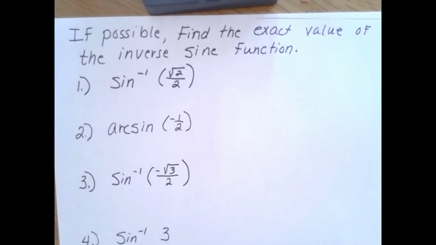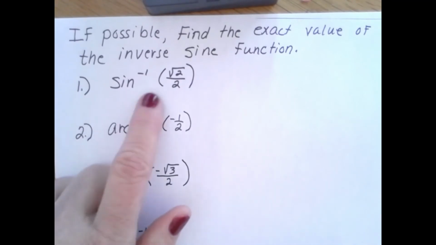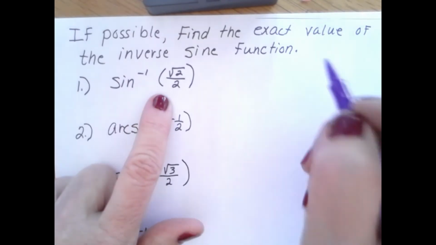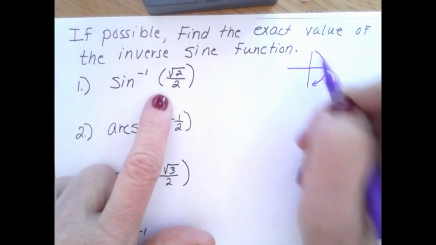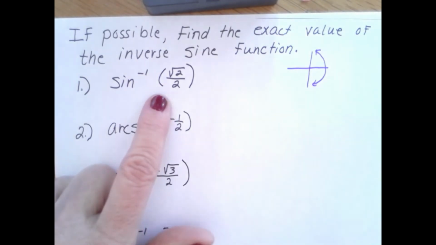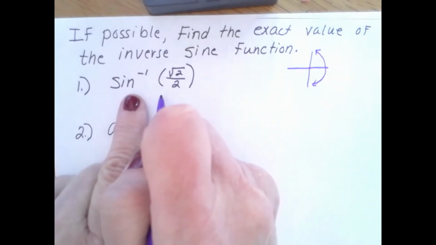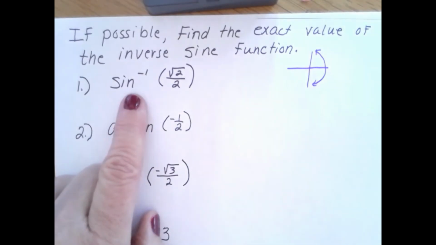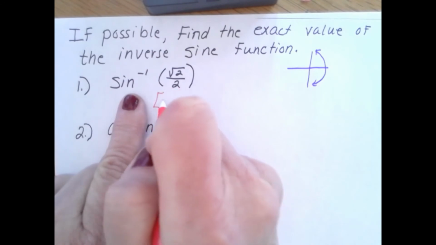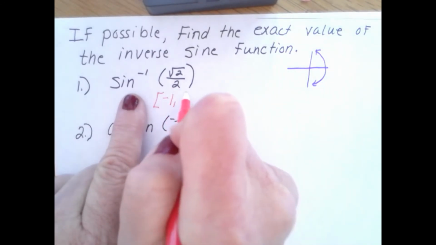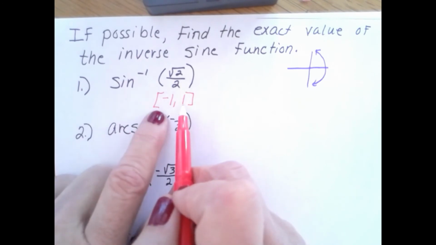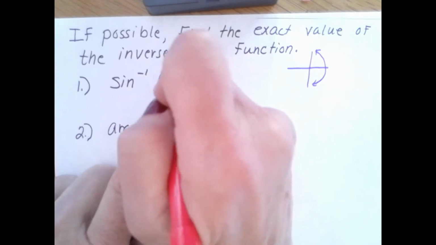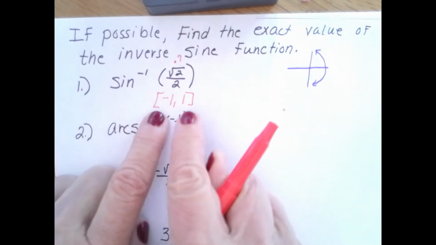If possible, find the exact value of the inverse sine function. Well, we have inverse sine of square root of 2 over 2. We know that it's going to fall between these two quadrants as far as our range. But before we do that, let's check our domain. We know that our restricted domain of our inverse function is between -1 and 1. Does that fall within that restriction? The square root of 2 over 2, if you put that in the calculator, is about 0.7. So it does fall there.